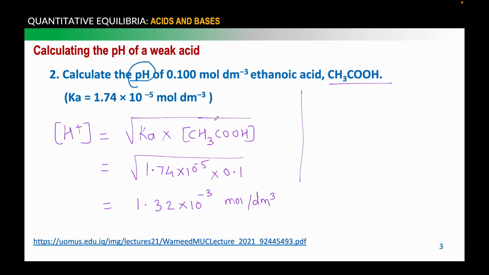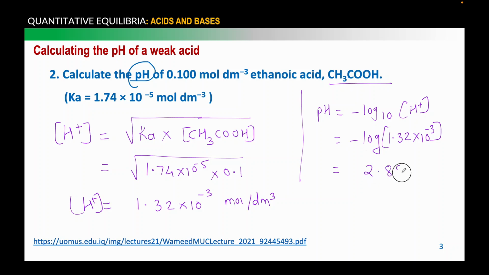And later, students, after getting your H plus concentration, it is very easy to calculate pH: put it into the formula, pH is equal to negative log 10 of the H plus concentration. So negative log of the H plus concentration, which is 1.32 into 10 to the power minus 3. So calculate, students. After calculating I will get 2.88. So this is the pH for ethanoic acid when the concentration is 0.1, and the dissociation constant value you will find the same, students.